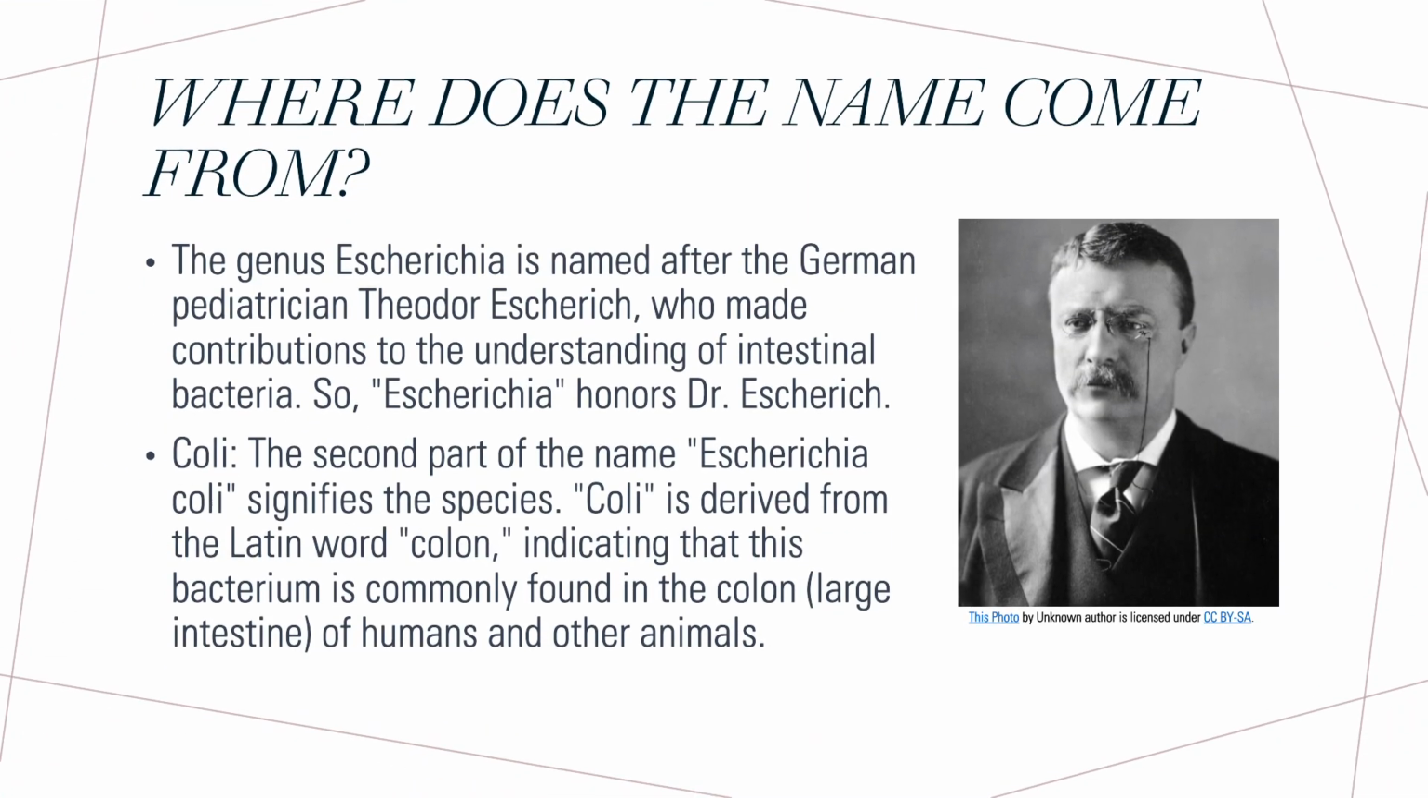Where does the name Escherichia coli come from? The genus Escherichia is named after a German pediatrician, Theodor Escherich, who made contributions to the understanding of intestinal bacteria. So Escherichia honors Dr. Escherich. Coli, the second part of the name, signifies the species, and it's derived from the Latin word colon, indicating that the bacteria is commonly found in the colon of humans and other animals.